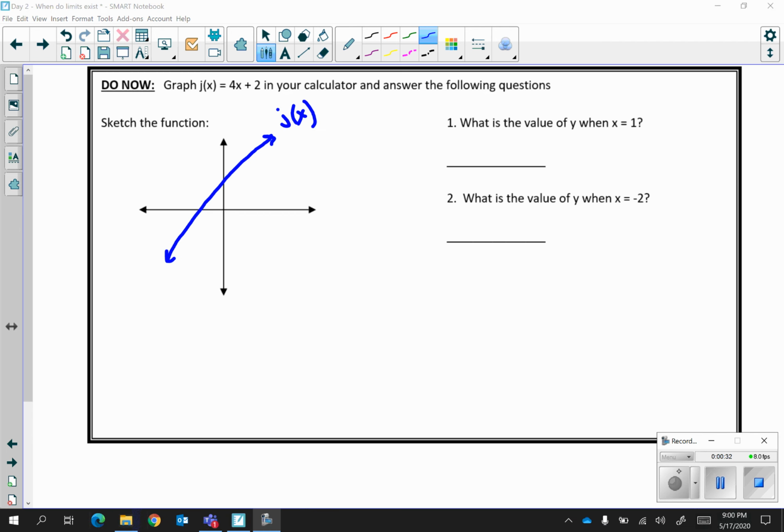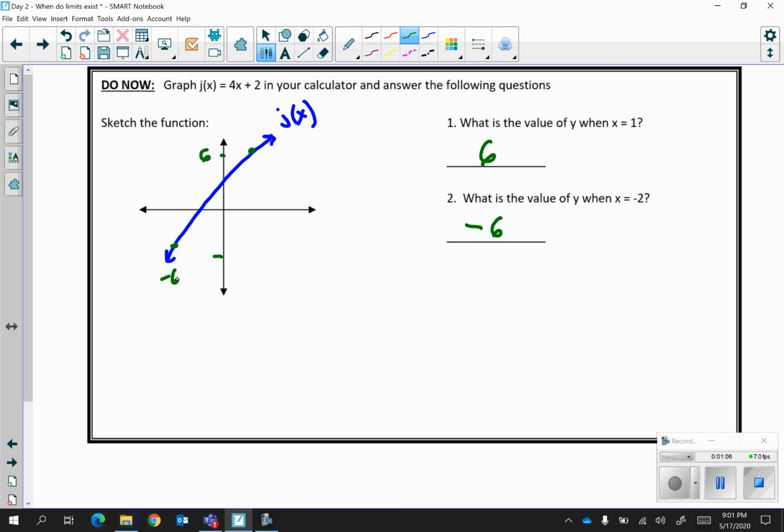So we know that the graph of j of x is going to be a linear function, and I sketched a picture of it right there. They want to know what the value of y is when x is equal to 1. So if you sub in 1, you're going to get that y is going to be 6, right? Now, if you plug in x is equal to -2, you should be getting -6. So we have the values, let's say, here and here.